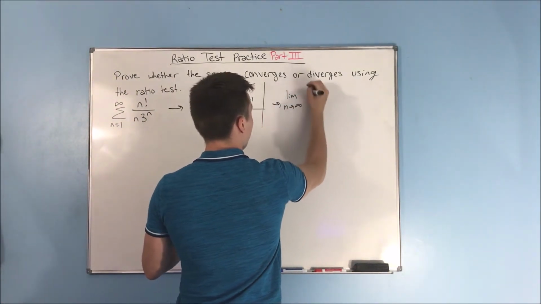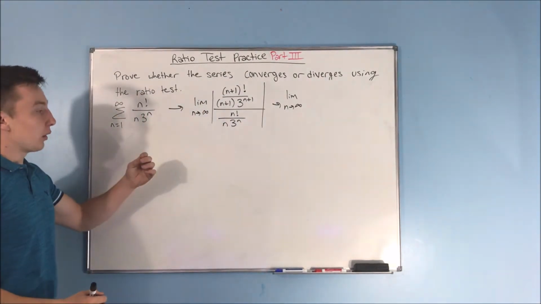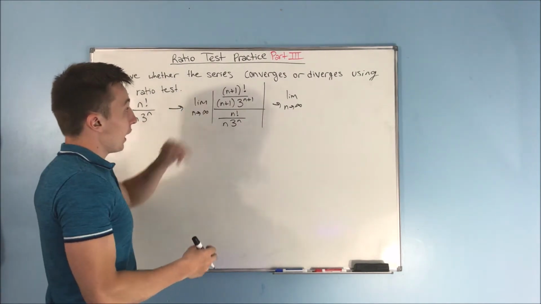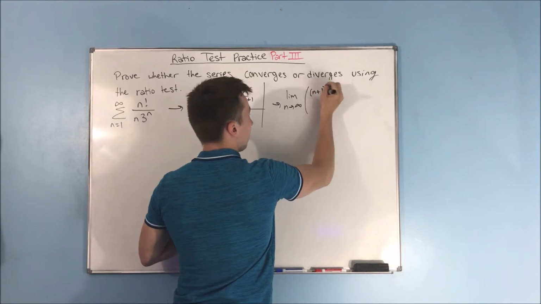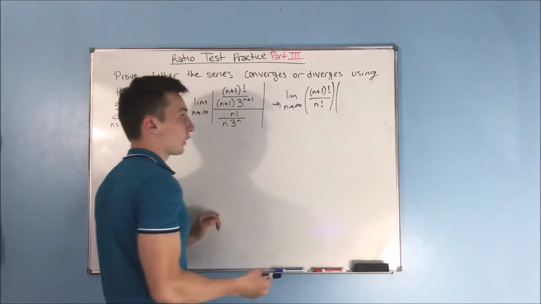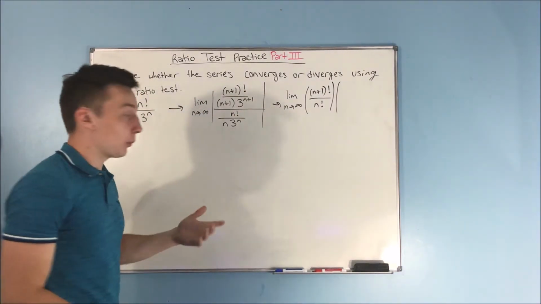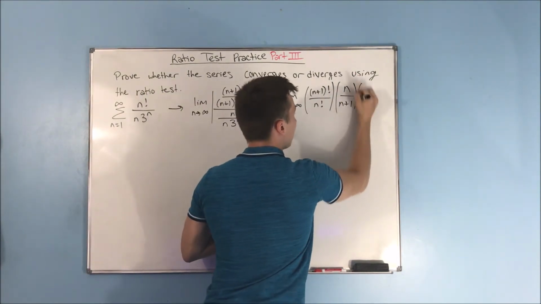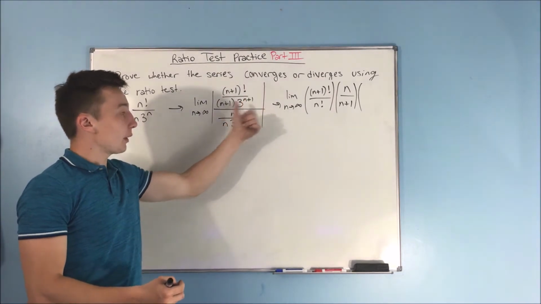We move on to the limit as n approaches infinity of, we can now break this up into separate parts. We have the (n plus 1) factorial over n factorial. That's the first little part. Then you also have the n over n plus 1. And what else do you have? Well, you have this 3 to the n, that'll go to the top, and that'll be over 3 to the n plus 1.